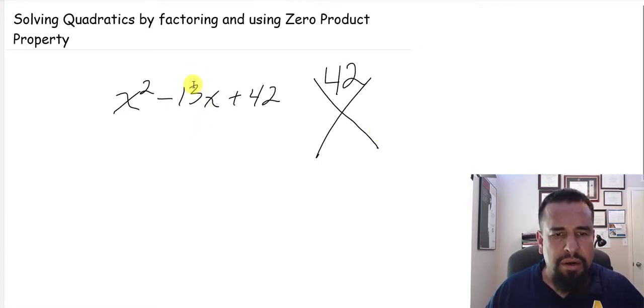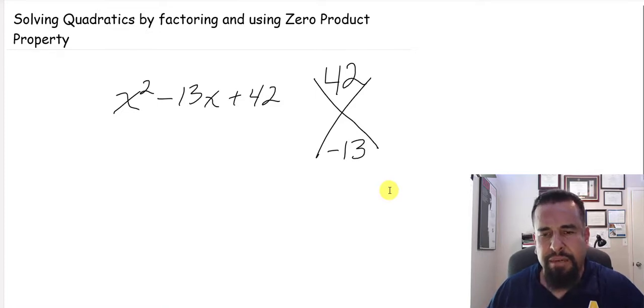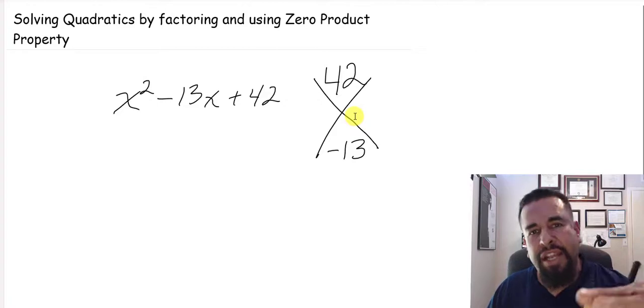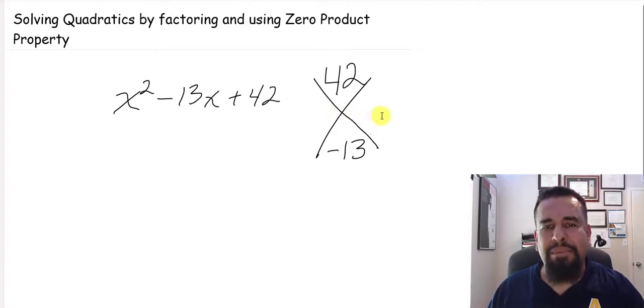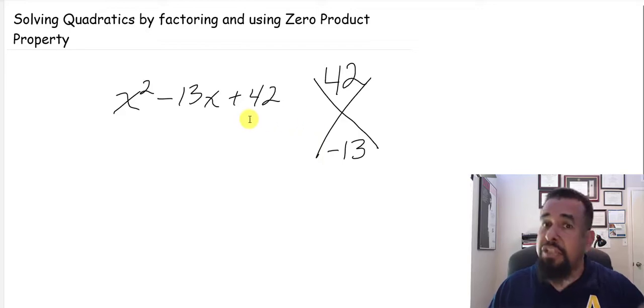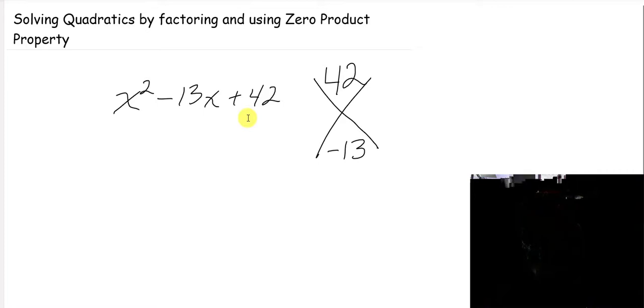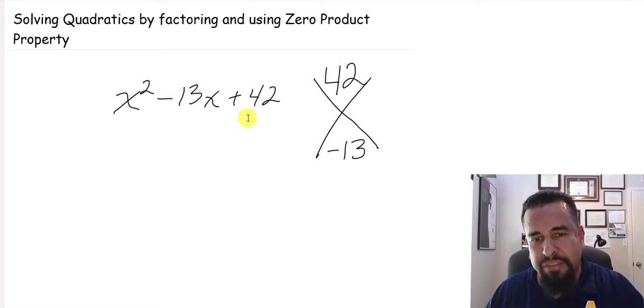Your middle number, that coefficient right there, goes right here. Remember that sign belongs to that number. So you're going to bring the whole thing here, and that's minus 13. Now you're going to ask yourself, hey, what two numbers can I multiply that are going to equal 42, but at the same time that I can add to also equal negative 13? So this is when knowing your multiplication tables comes in handy. And you should know that 6 times 7 is 42.